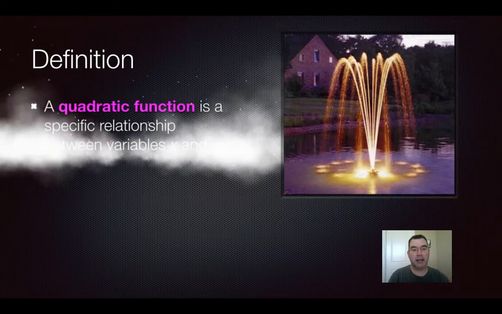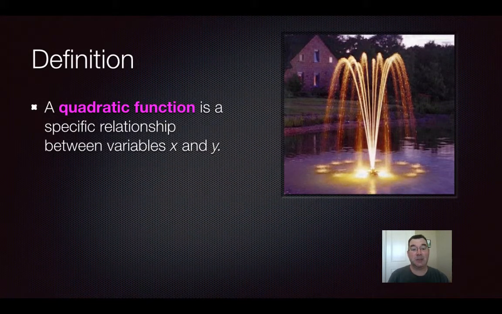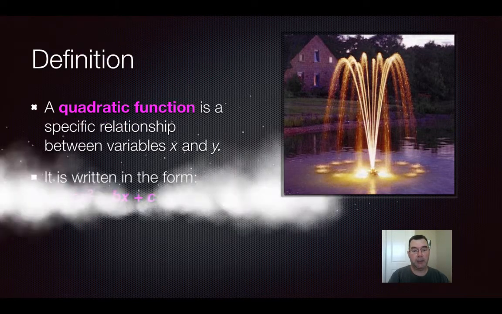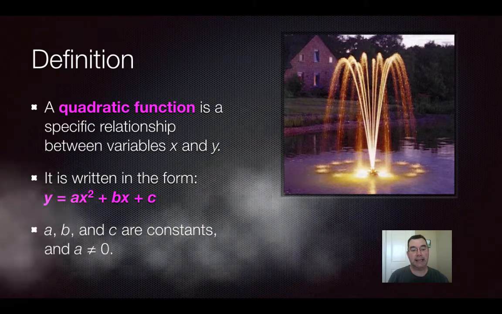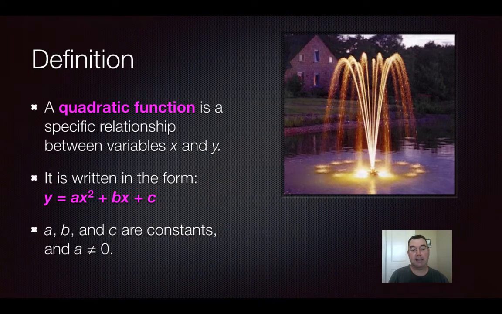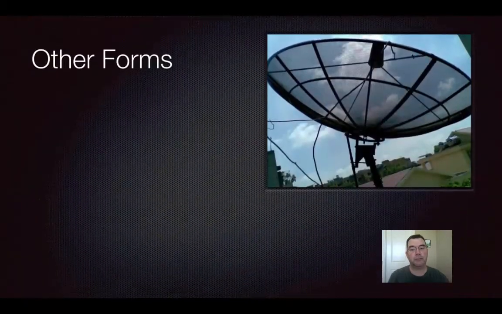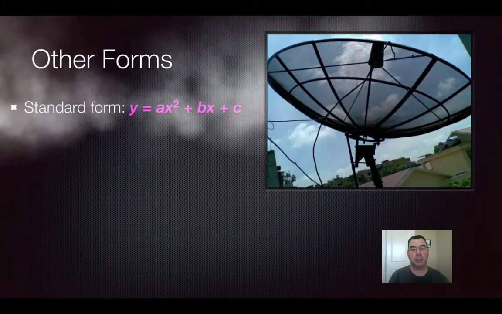First, let's define what a quadratic function is. It's a specific relationship between the two variables x and y, and it can be written in this form: y equals some constant a times x squared plus another constant b times x plus another constant c. And a, b, and c are constants, and we have to make sure that a is not equal to 0, because if a is equal to 0, then the x squared term doesn't exist, and then all we have is a linear equation.